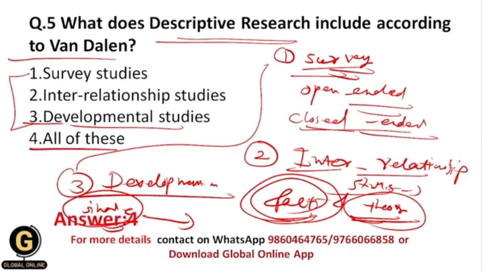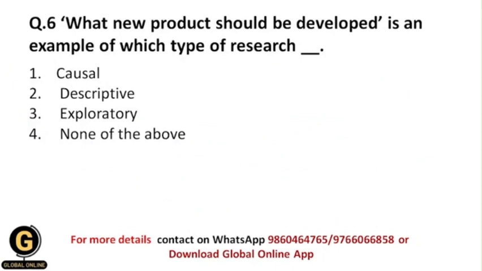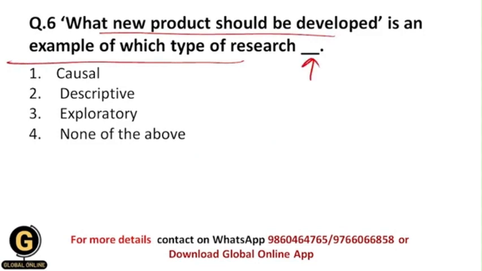Okay, now next is, what new product should be developed is an example of which type of research. Okay, dash. Whether it is causal, whether it is descriptive, whether it is exploratory, whether it is none of the above. So students, if I want to get the answer for the question what new product should be developed, then in that situation which kind of research type I need to follow.